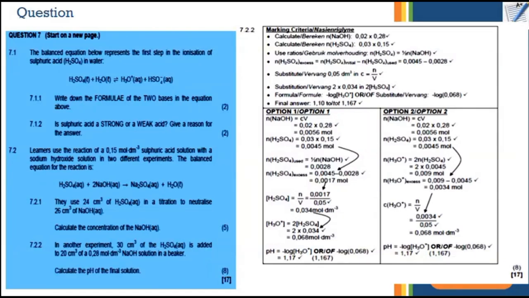Then we're going to get the answer of concentration of H3O plus is 0.068 mole per cubic decimeter. Taking that into the last equation, which is the pH is equal to minus log concentration of H3O plus, we're going to get a pH value of 1.17. That is very acidic, as you know, because it's close to zero. All right, so that's the outlay of that particular question.